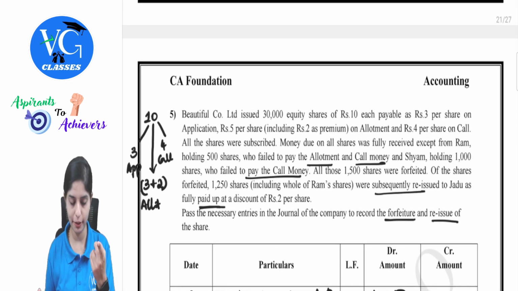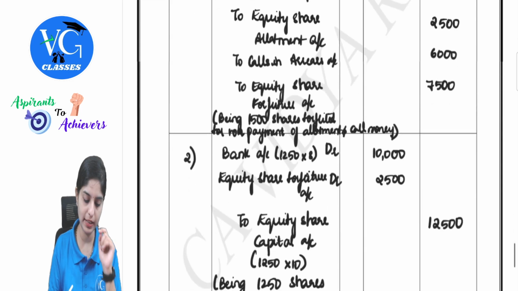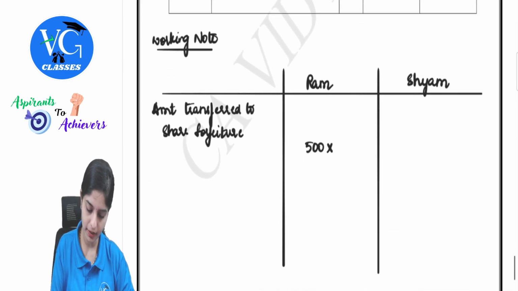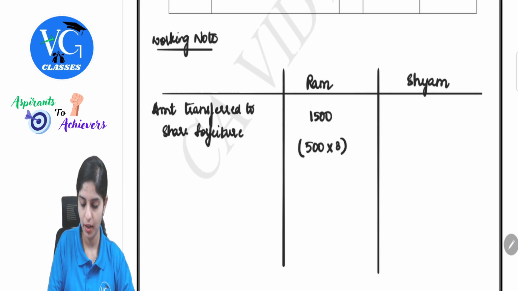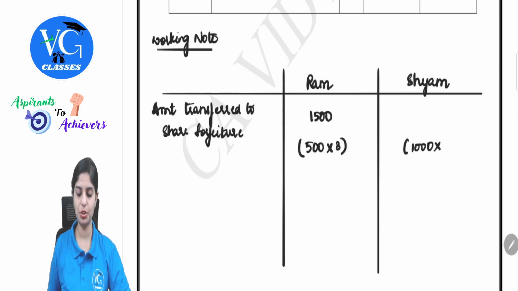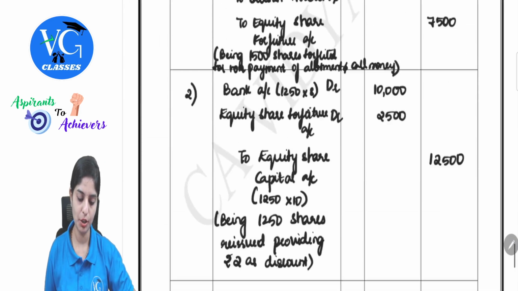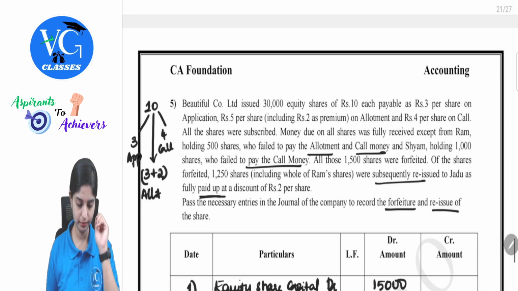Ram did not pay allotment and call money. So application money would have been transferred. So application money is 3 rupees. 500 into 3 is 1,500. Sham has 1,000 shares. Sham did not pay only call money.